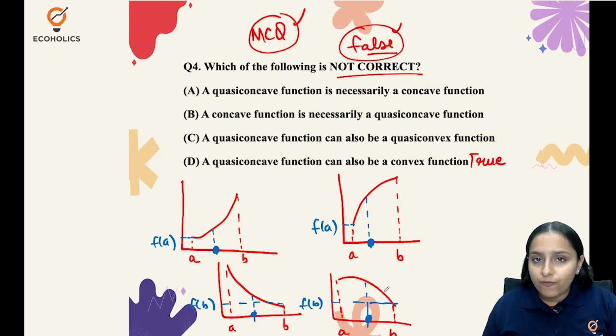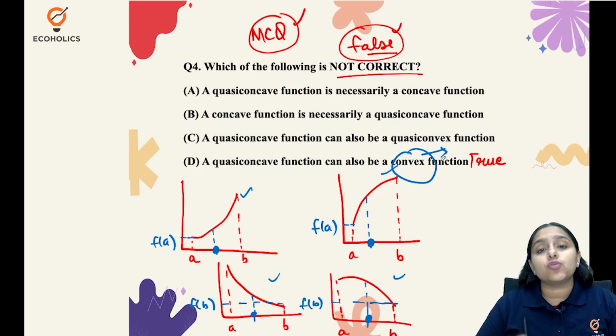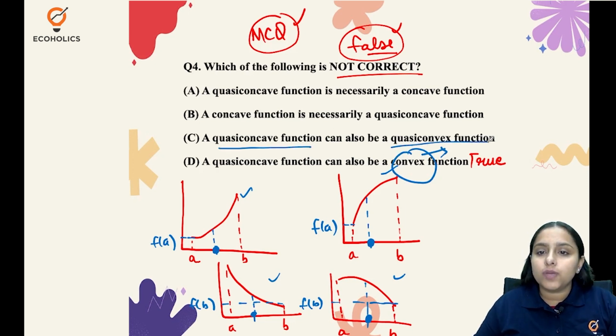Here I have drawn a concave function also. I have drawn a convex function also. In both of them, this condition is getting fulfilled. That is why a convex function can be quasi-concave as well as quasi-convex. Now, a quasi-concave function can also be a quasi-convex function, which is again true.